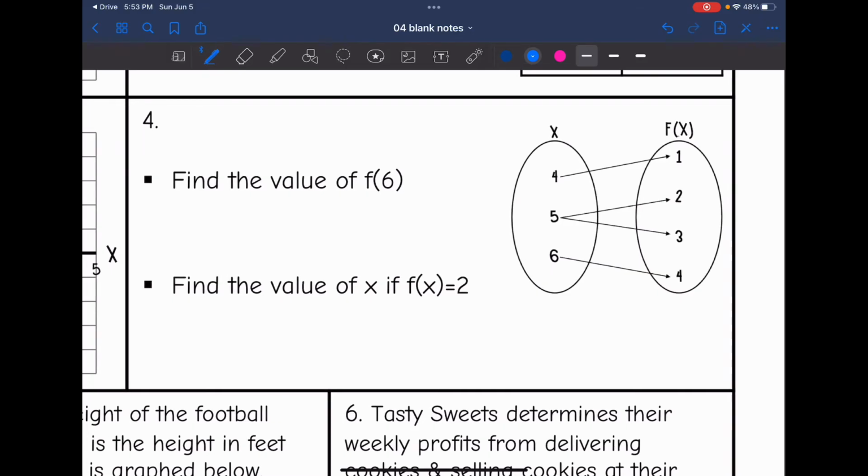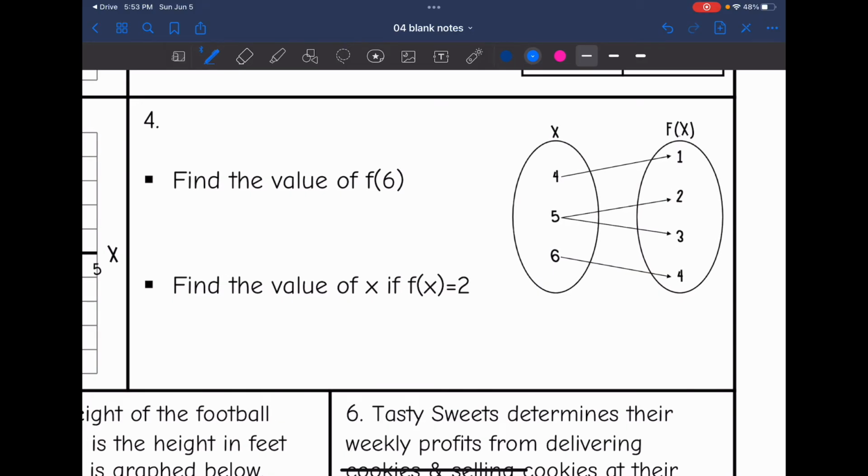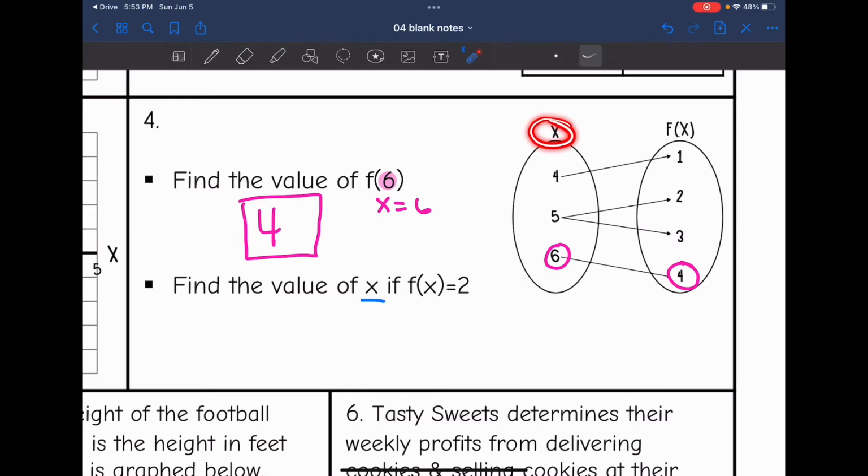Okay, number 4, it says find the value of f of 6. So they gave us an input inside the parentheses when x equals 6, which is right here, and that matching output value is 4. And then they want us to find the value of x. So we're going to be looking here if f of x equals 2. So when f of x equals 2, that matching x value is 5.